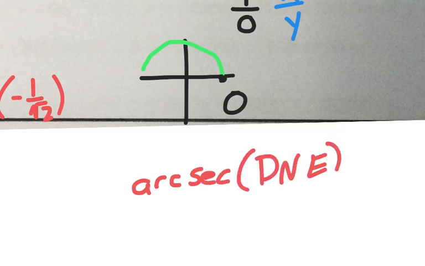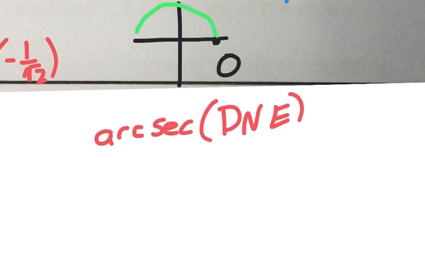I had to think. Okay, so if I did this one, arc secant of "does not exist." So does not exist only exists if I have 1 divided by 0. Now I know that secant is the reciprocal of cosine. Cosine is the x value. So cosine is x, so that means arc secant would be 1 over x, because it's its reciprocal.